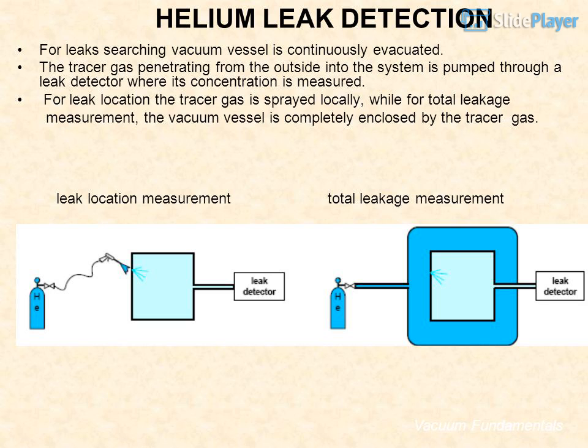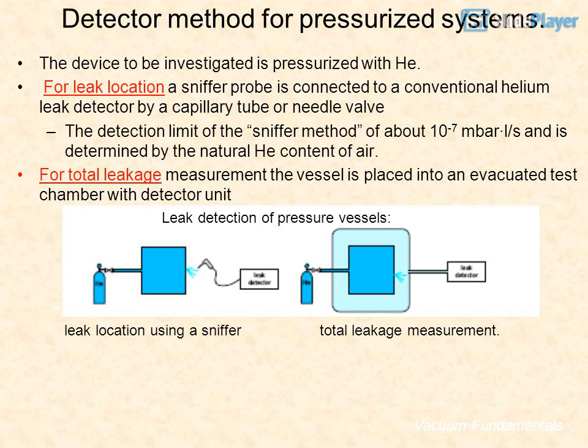Leak location measurement. Total leakage measurement. Detector method for pressurized systems. The device to be investigated is pressurized with He. For leak location, a sniffer probe is connected to a conventional helium leak detector by a capillary tube or needle valve. The detection limit of the sniffer method is about 10^-7 mbar·L/s and is determined by the natural He content of air.